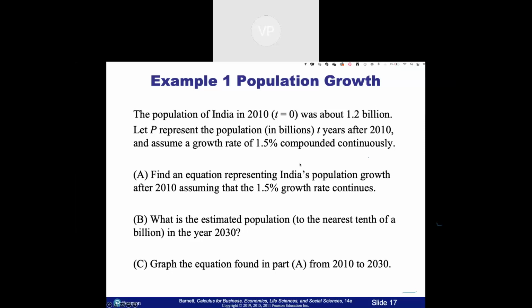And that means basically it's not like any population, any species, just increases every month. As you know, in real life, it's just constantly increasing. Whether it's rabbits or dogs or people, there's a continuous growth always happening. So we want to make an equation, then we want to see what the estimated population is in 2030, and then we want to graph the points found in part A from 2010 to 2030. So watch how this process works here.